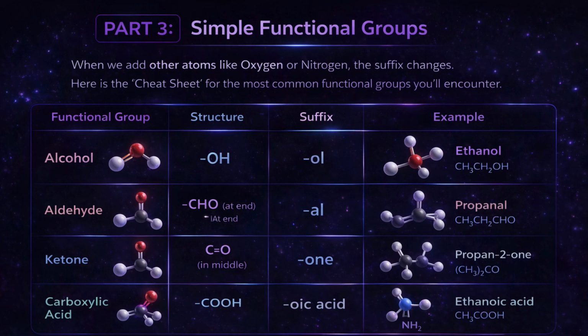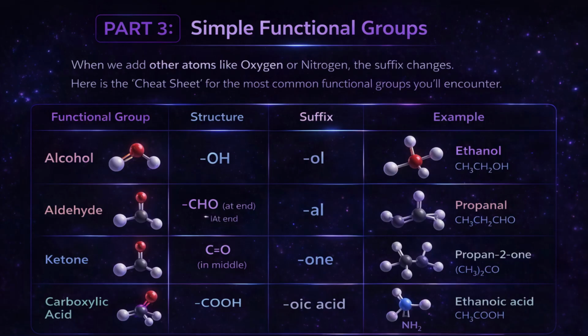Now, if that same carbon-oxygen double bond shows up in the middle of the chain instead of the end, it's a ketone. The suffix here is -one, pronounced like the word "own". Take a look at propan-2-one, commonly known as acetone. The 2 tells us exactly which carbon is holding that oxygen.